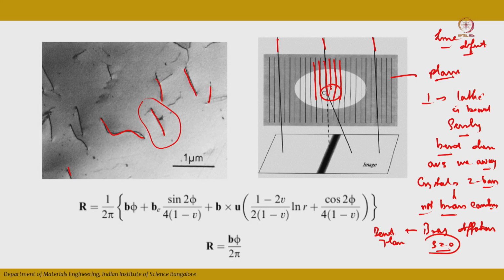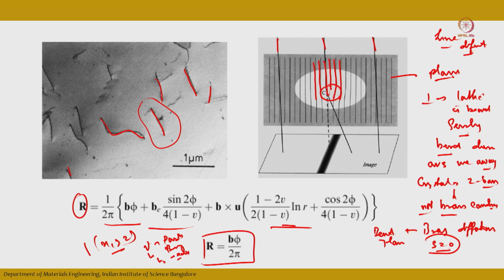Okay. So here the R, you do not have to remember this equation, but it is a function of x, y and z. The displacement field of a dislocation in an infinite isotropic solid is given by this equation, where mu is the Poisson's ratio, b is the Burgers vector and b is the edge dislocation. Similarly, for a screw dislocation R is given by b phi by 2 pi.